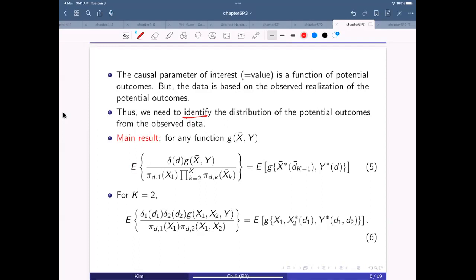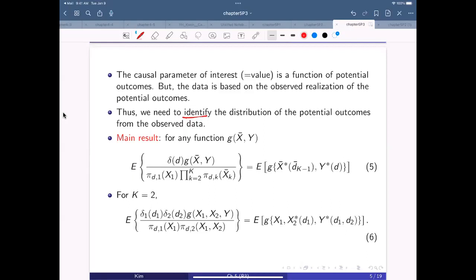So the point is, making a model for the right side directly is difficult, because you don't observe this one, right? You don't observe the potential outcomes directly, but the left side you can observe. So the idea is to build a model for this random event which is observable, so that you can estimate it from the data.